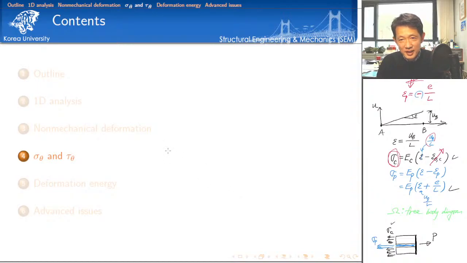Okay, so the next subject is normal stress and shear stress in arbitrary directions. So let me take a 10 minute break, and then we'll be back. We'll start the lecture at 11:25.